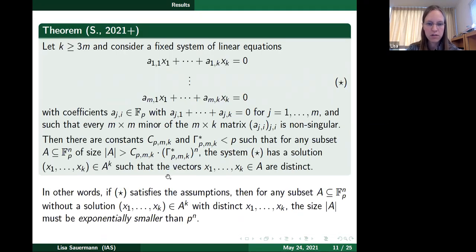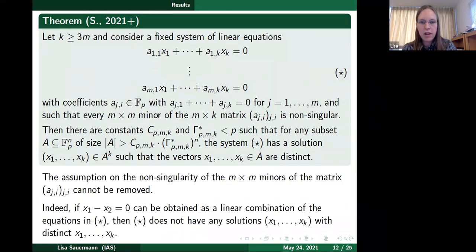And so in other words, this tells us that if the system star satisfies the assumptions, then for any subset A without a solution with distinct variables, the size of A must again be exponentially smaller than p to the n. So again, that gives strong bounds for the size of such a subset A, which doesn't have a solution with distinct variables.